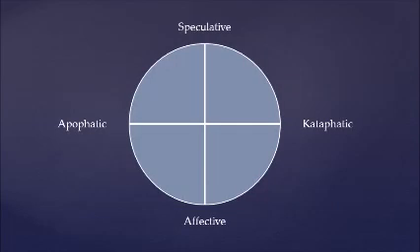The vertical axis is about ways of knowing. At the top of the circle is speculative. This is knowing through intellectual or cognitive activity. On the opposite side is the affective, which favors perception through feeling and emotion. The horizontal axis has to do with how God is conceptualized. On the right side is the cataphatic, which perceives God as real and knowable. On the left is the apophatic, which is drawn more toward the mystery of God.